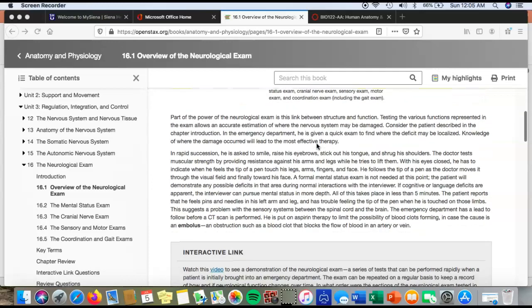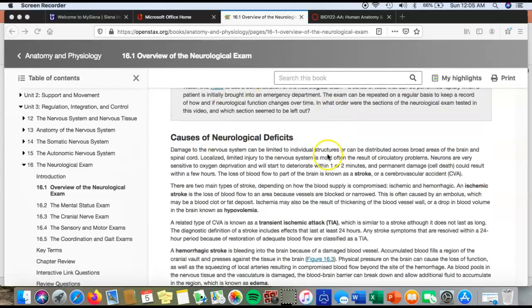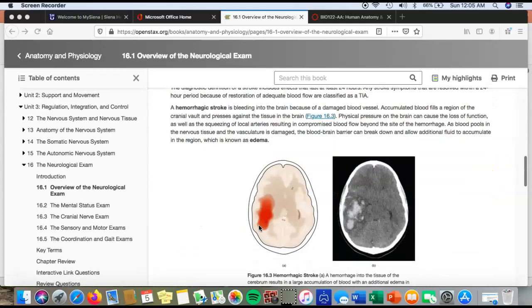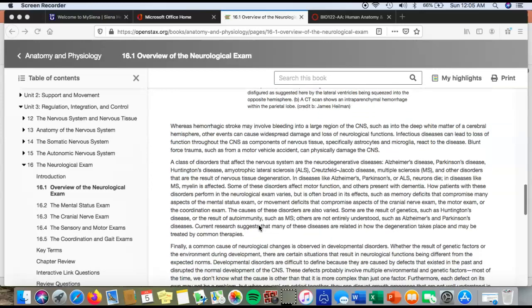Okay, and so basically I'm going to stop it right there. There's a little bit more information about what kinds of damage could happen, including strokes, either ischemic or hemorrhagic. But you can read that on your own. I'm not going to get too far in depth with it right now.